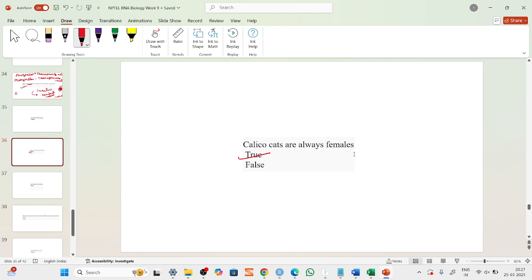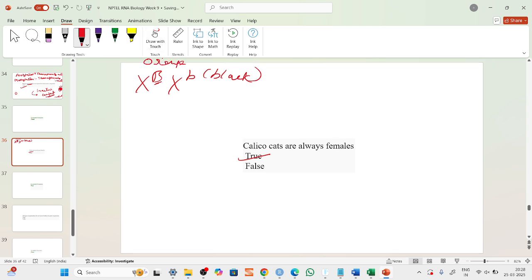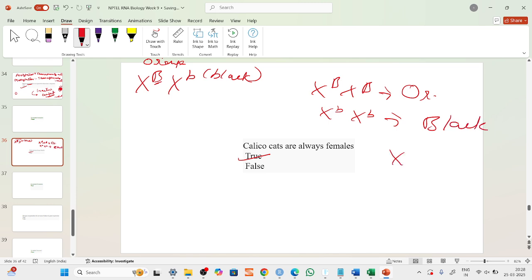So what happens? Coat color. There are two alleles, XB and smaller Xb. This is the dominant one. This is the recessive one. The smaller one codes for black color and this one codes for orange color. Okay. So what will happen if both dominant alleles are present? It is orange in color. If both recessive alleles are present, it will be black in color. But if one is dominant and one is recessive, what should be the color? Ideally, it should be orange color because orange is dominant over black.